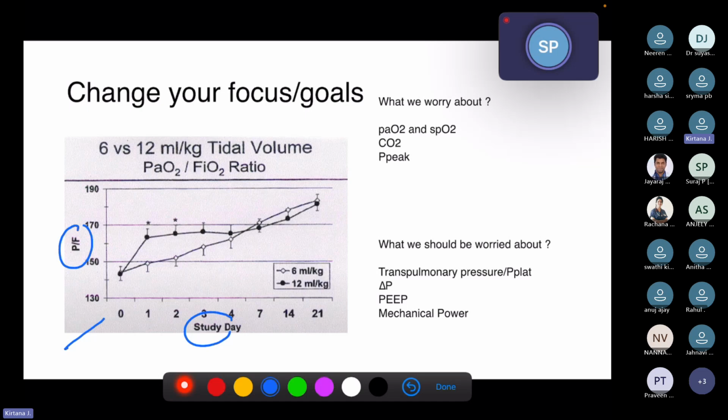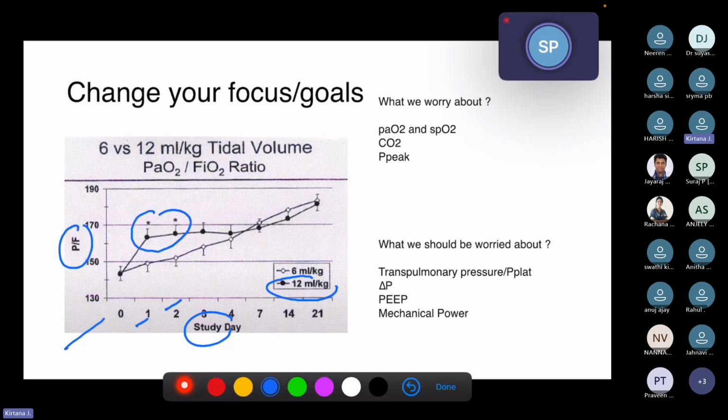So what we can see is that when we look at the 12 ml per kg group, that is the one with the black dots, these group of patients actually had a better PF ratio after starting the study on day 1 and day 2. So I'm very sure that everyone would have been happy that we achieved a better PF ratio, our patient has improved. But we all know what the ultimate outcome was. These patients had a higher mortality.